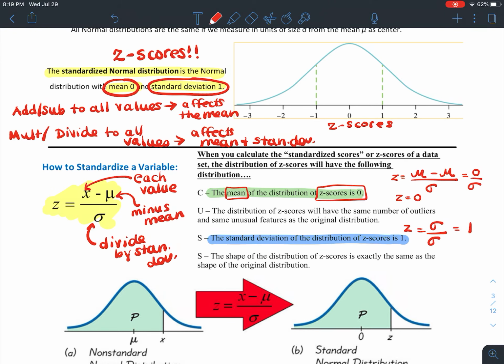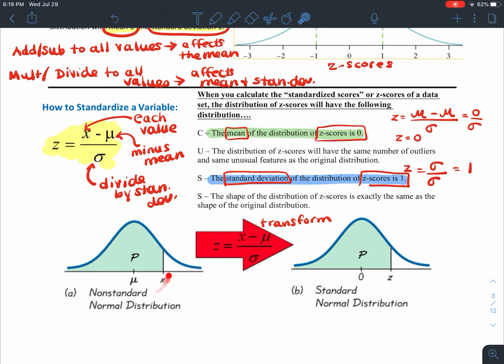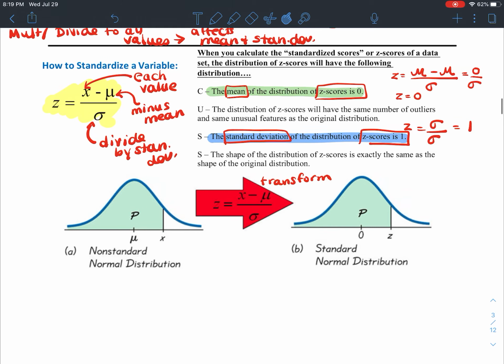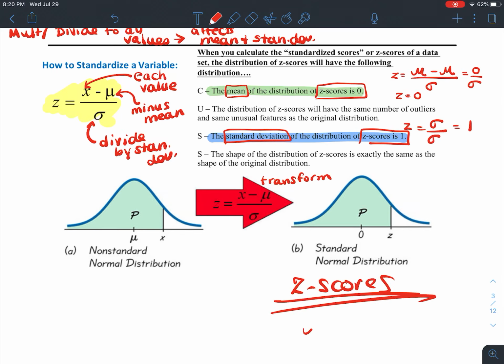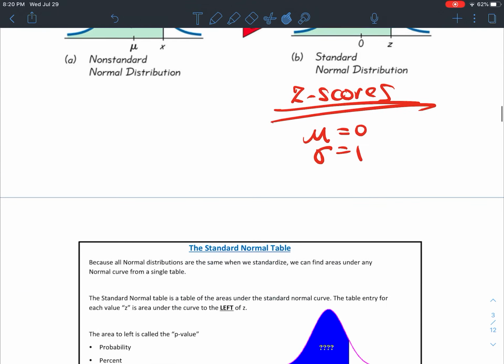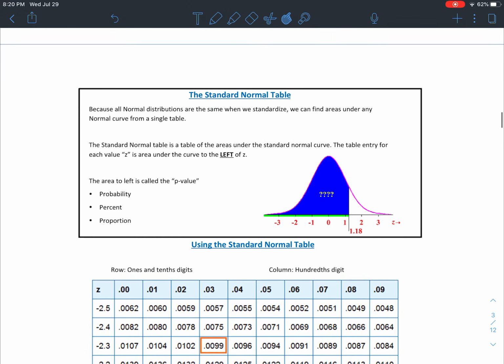So I get sigma divided by sigma, and I end up that the standard deviation of the z-scores is always 1. Okay, so this is the formula you use to transform. This is the transformation if you're going to take all of the original values and convert them over into z-scores. So you just want to make sure that if we're talking about z-scores, the mean is always 0, the standard deviation is always 1.